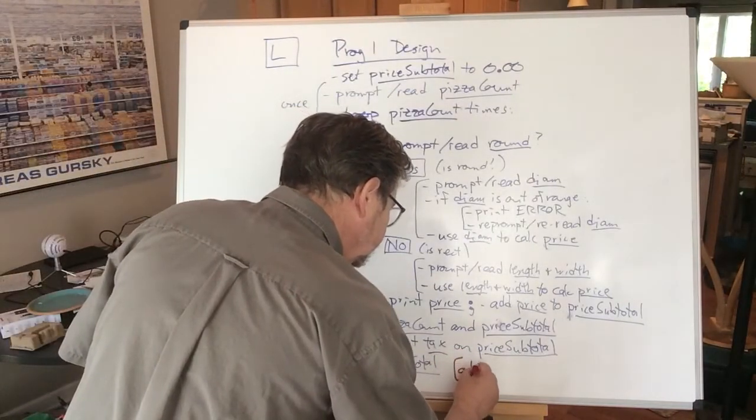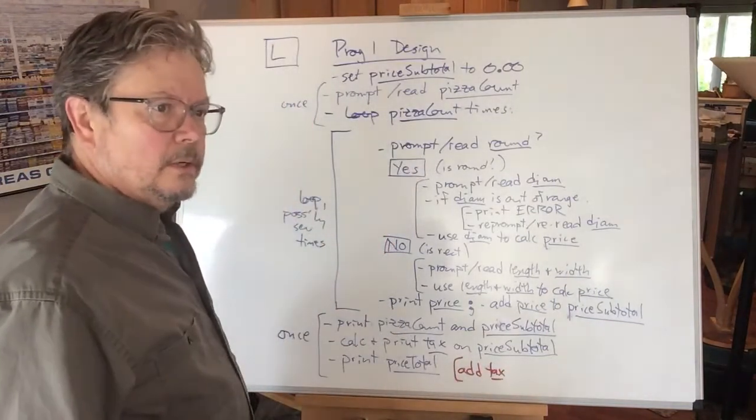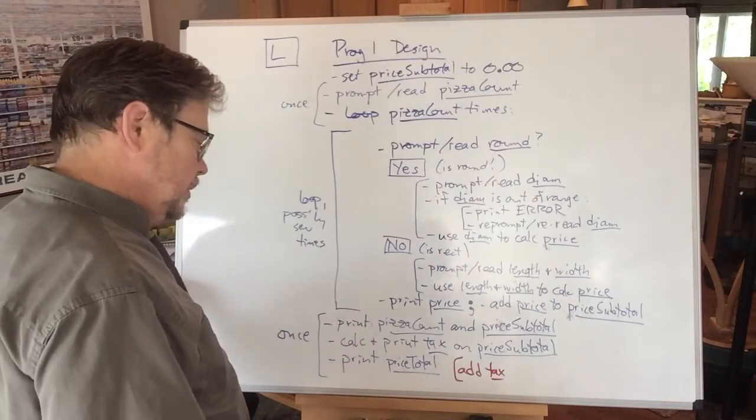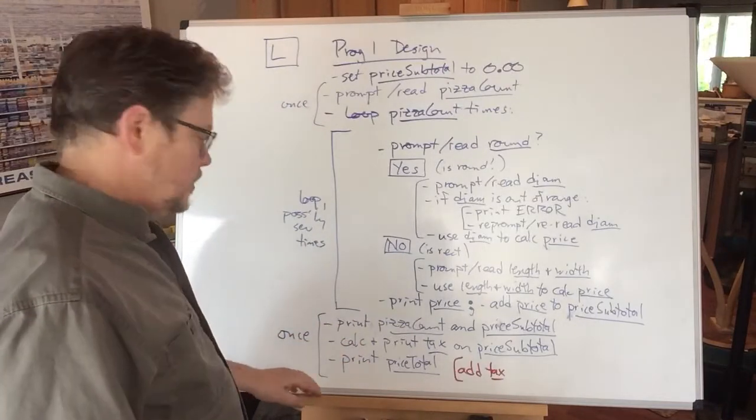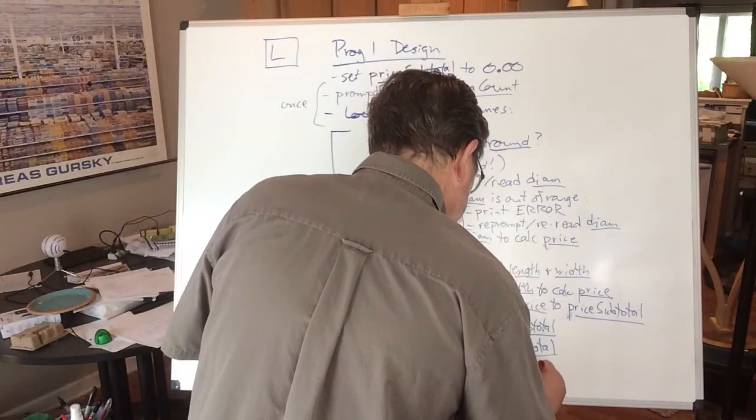Add tax. Now I'm insulting your intelligence, I know. But this is program 1, so we'll give this one, turn this one every which way but loose, and then you can do this on your own on the future programs. Add tax to price subtotal.